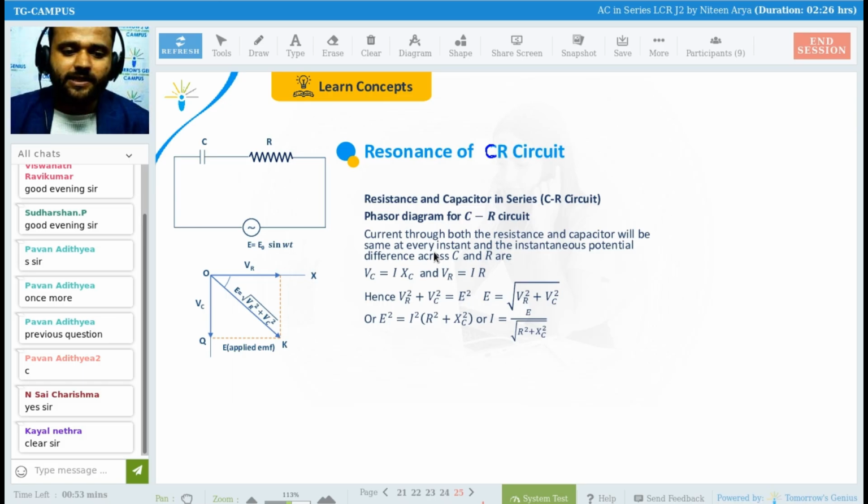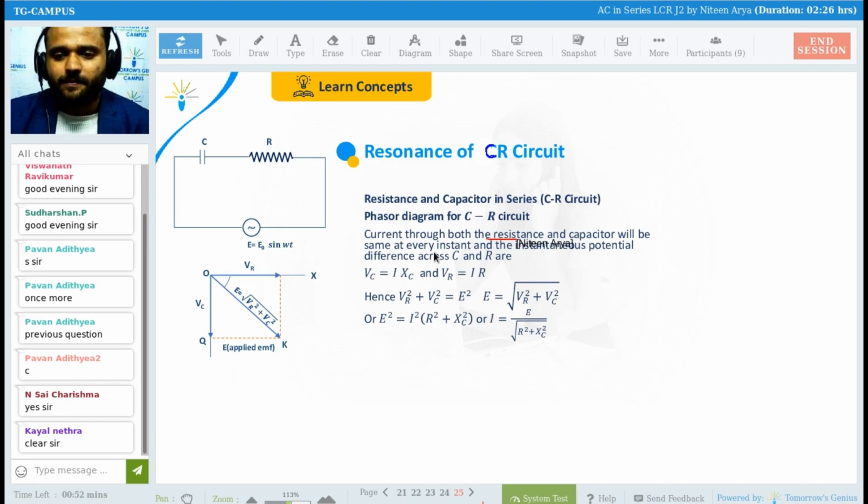But the main difference, as you can see, in a CR or RC circuit, is that the voltage across the capacitor is going to lag, and the voltage across the resistance is going to be in the same phase as the current, along the x-axis. So the diagram from the previous one is going to be tilted down, nothing more than that. Clear? So this is your resistance and capacitance in series, the phasor diagram for the CR circuit, RC circuit basically.